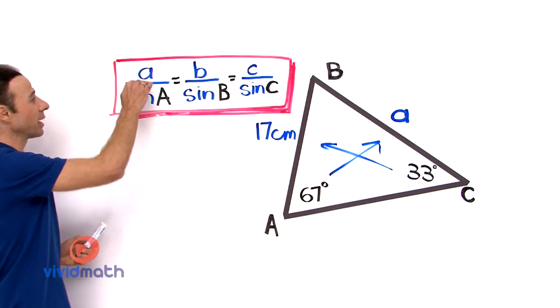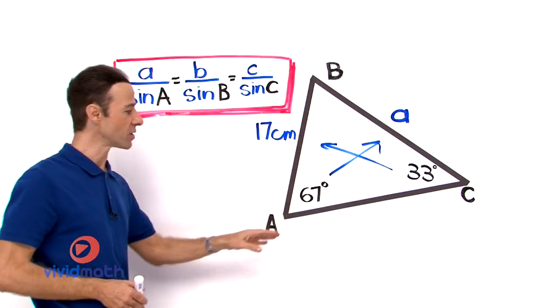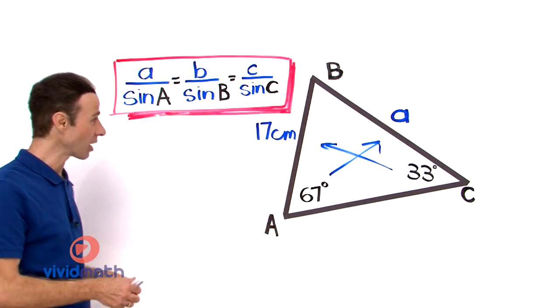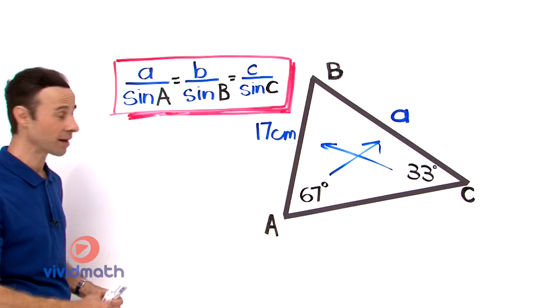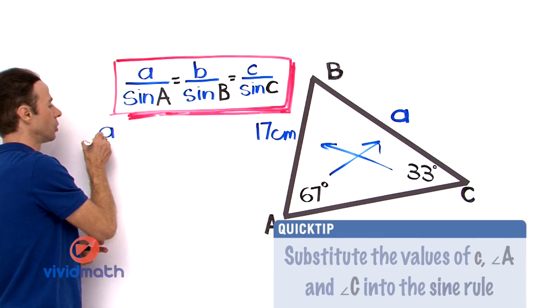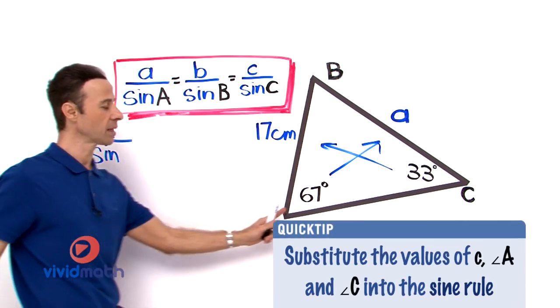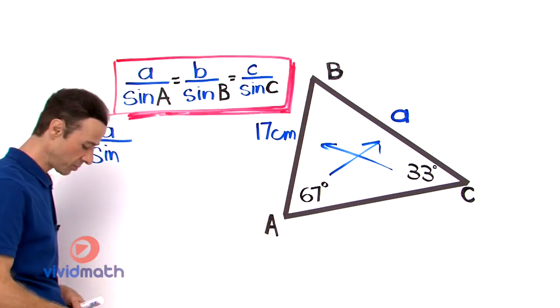Here we got little a on sine A. So there's our little a right there, over sine 67, as the angle goes down below. So let's write that up now. Little a all over sine, and what's the sine here? Capital A, 67 degrees. Let's put that in.